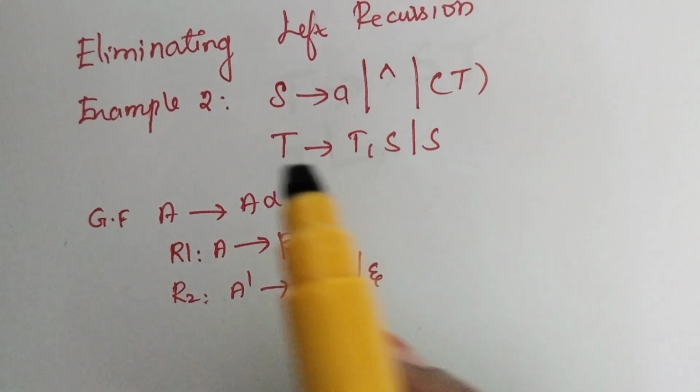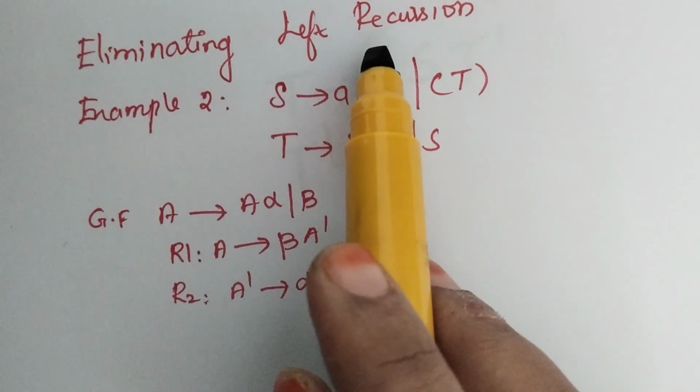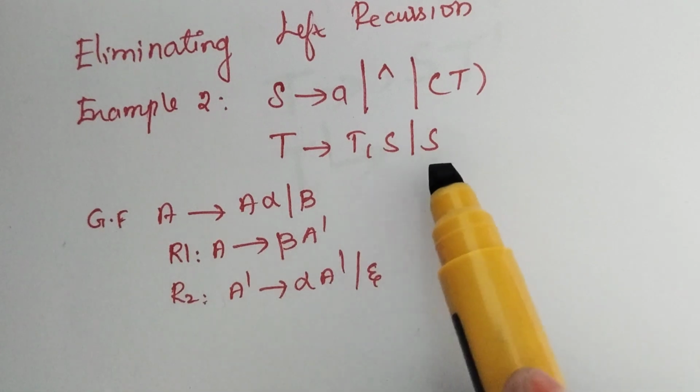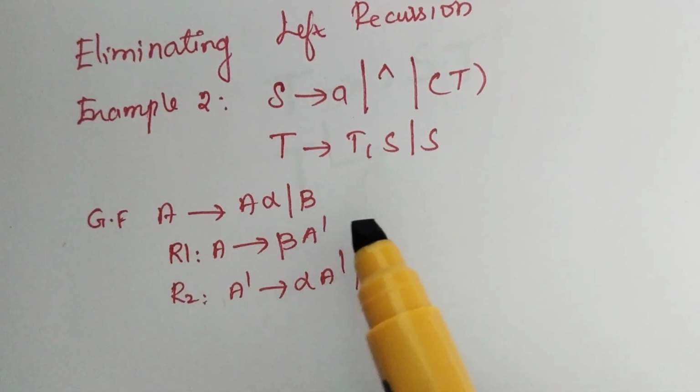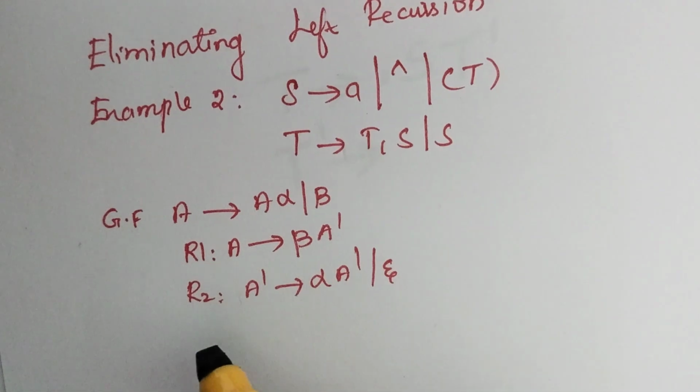In this video, I am going to explain another example problem in the concept of eliminating left recursion. In the previous lecture, I told you what is terminal and non-terminal and how to apply rule 1 and rule 2. The same way, here I am going to teach you another example.